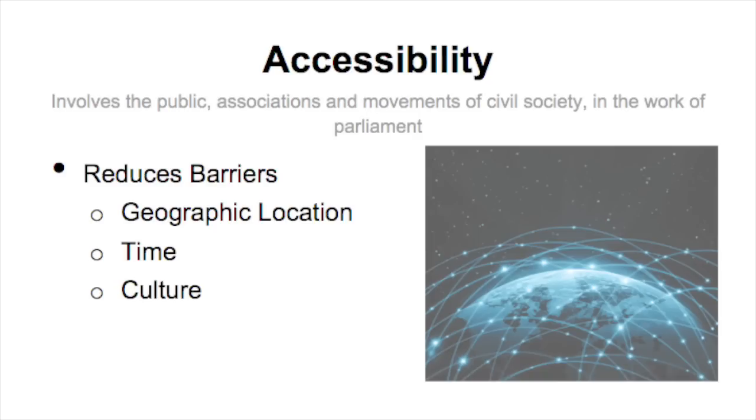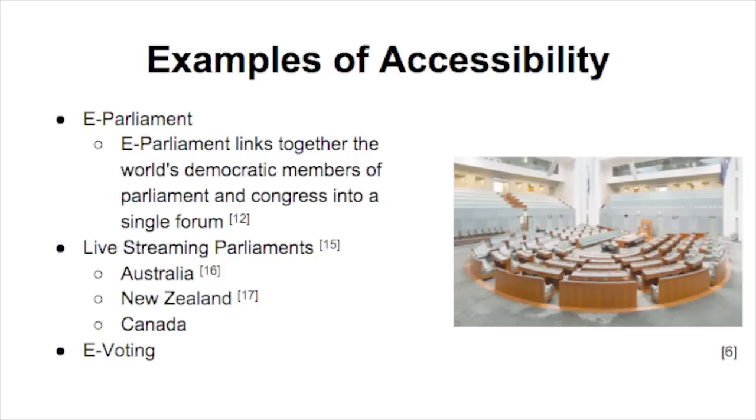Time has been a massive barrier, as laws and bills could be passed before public opinion could be considered. Information technology enables the instantaneous distribution and response to and from the public. Culture has also played a major issue in accessibility. In culturally diverse countries, information technology enables multiple languages to be facilitated. This posed a problem to minorities before. Some examples of the improved accessibility of parliaments to the public include e-parliament, live streaming of Parliament meetings, and e-voting.